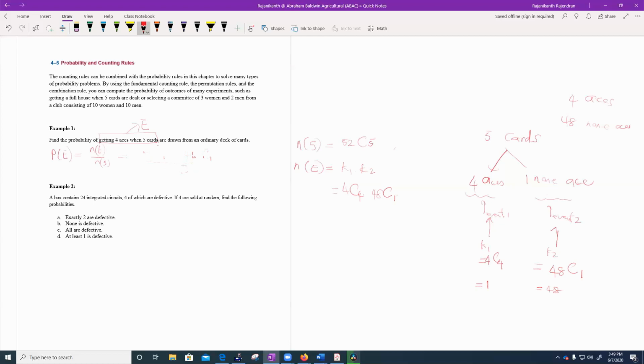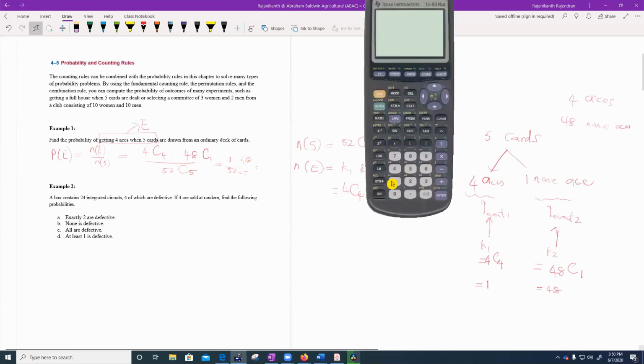Simplify this, and as I said earlier, 4C4 is 1. You could type this in a calculator if you want to check. Then times 48C1, which is 48, over 52C5. This is the big number, and I'm writing it as it is. Now type this all in your calculator and find out. So I'm finding that number.